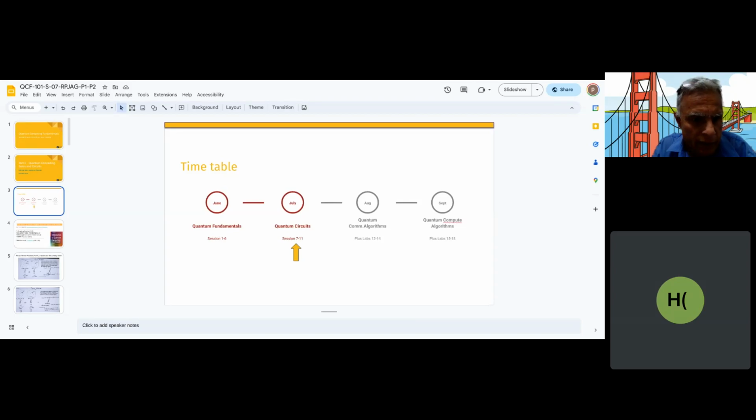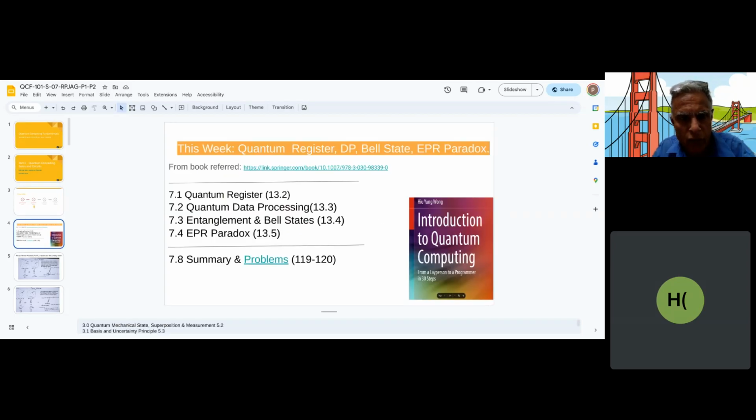Here the coverage was planned to be quantum register, quantum data processing, entanglement, Bell states, and the EPR paradox. Entanglement, Bell states and the EPR paradox were missing from the recording, as pointed out by one of the attendees. So I'm going to talk about it.